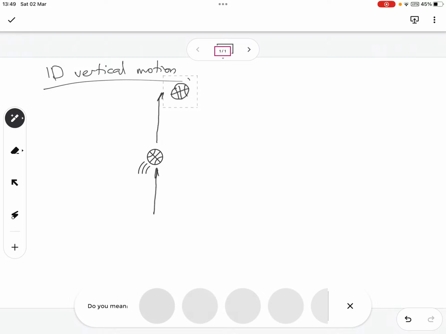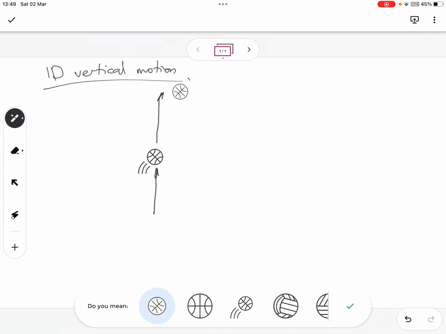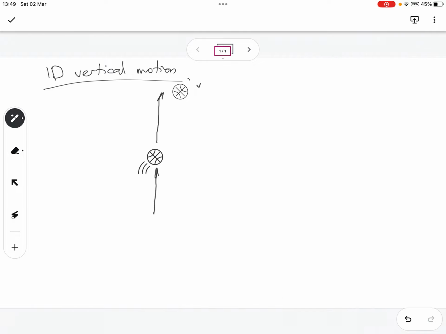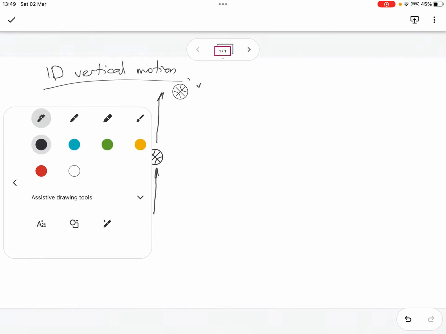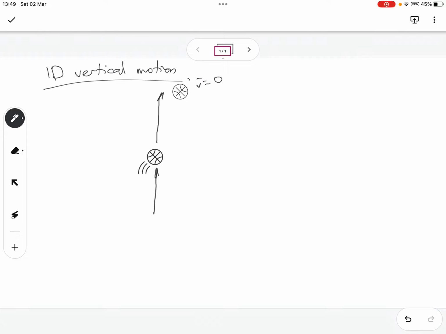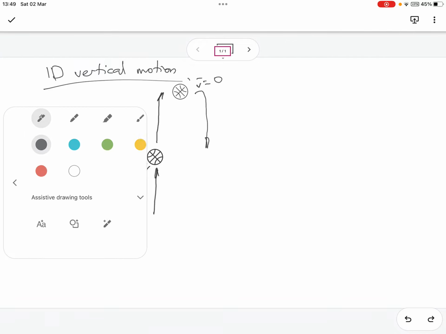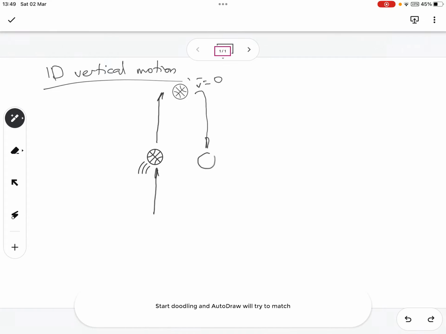Right, so the ball is being thrown up. At some point, the ball will be somewhere here, and at that point, it stops moving for a moment, just a very brief moment. Its velocity is 0. And then it comes back down. Now, the dynamics for when it's coming back down are not necessarily the same as when it's being thrown up.